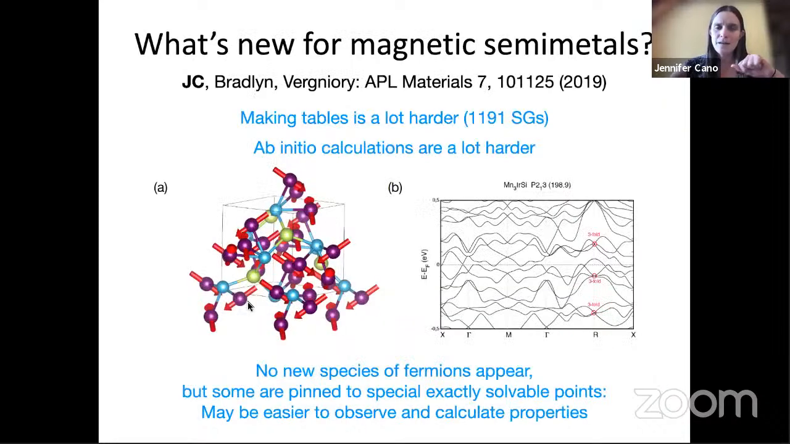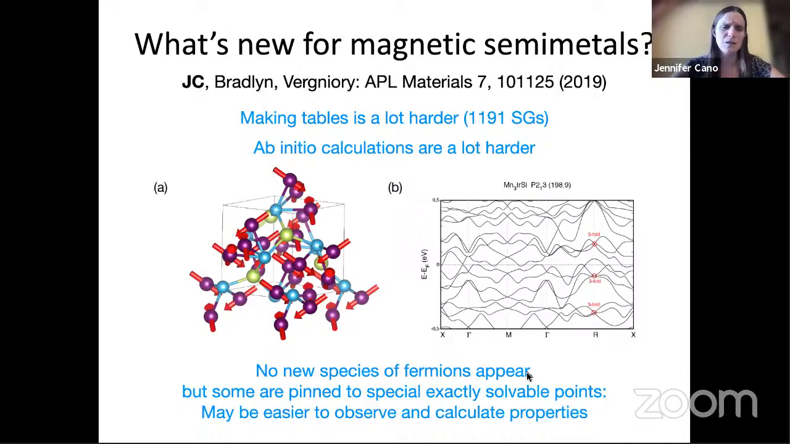In magnetic semimetals, you more or less get the same types of physics, or at least from a theoretical perspective, the same degeneracies, but it's a lot more complicated. Especially what's more complicated is that in any magnetic material, there could be many possible spin configurations. And from the ab initio perspective, you need to compare the energies of all of these. So it's harder, but the end result is that you can also get these same types of degeneracies.